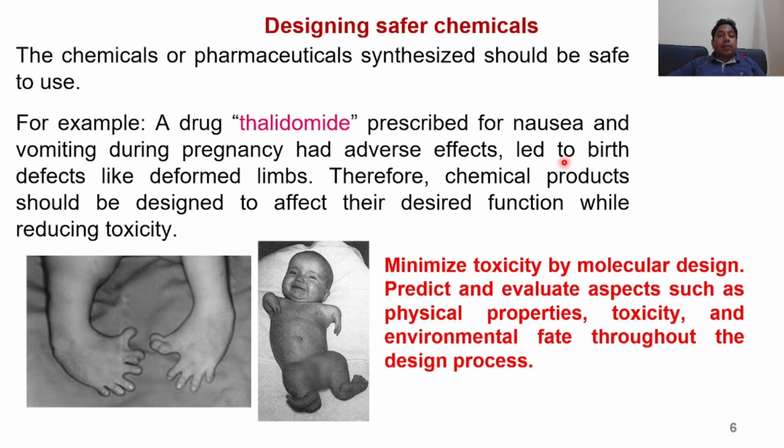Next, the fourth principle of green chemistry, designing safer chemicals. It deals with the chemicals or pharmaceuticals synthesized, which should be safe to use. Usually, pharmaceutical industries develop drugs, they design the drugs to help with ill effects. Here we can see one example, thalidomide. It is a drug prescribed for nausea and vomiting during pregnancy, which gave adverse effects and led to birth defects like deformed limbs. Later this thalidomide was banned and withdrawn from the market.